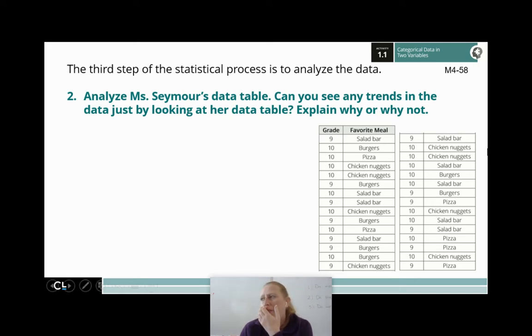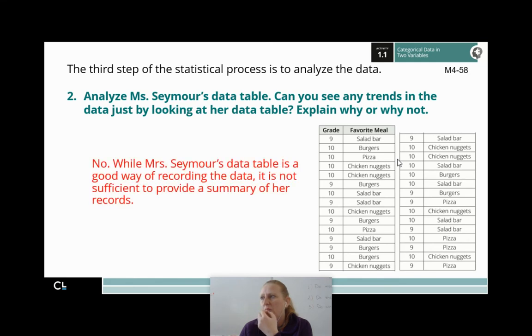So, I mean, it's great that she has all this data in a table, but I'm having a hard time seeing any trends. It's a good way of recording the data, right? This kid's a 9th grader, said salad bar, that kid's a 10th grader said burgers. But it's not a good way to find a summary of the data, right? It's great to make a table to record the data. It's just not sufficient to provide a summary of her records, right? To come to some kind of conclusion.